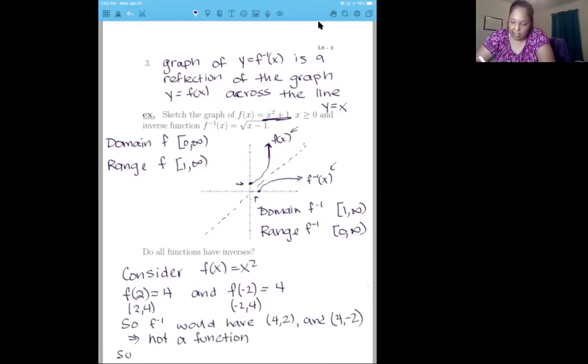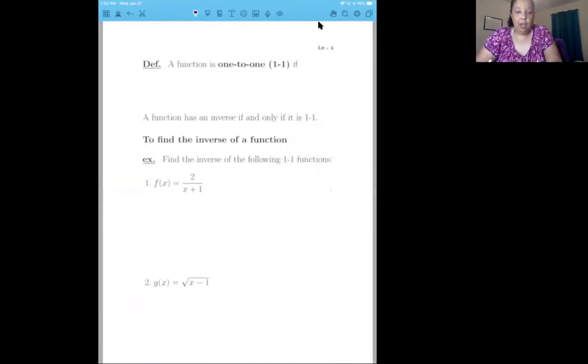f of x equal to x squared does not have an inverse. Now, if we restricted it to x greater than or equal to 0, then that would be fine because that negative 2 would not be included, right? All right. So how do I know if a function has an inverse? If a function is 1 to 1, it has an inverse.